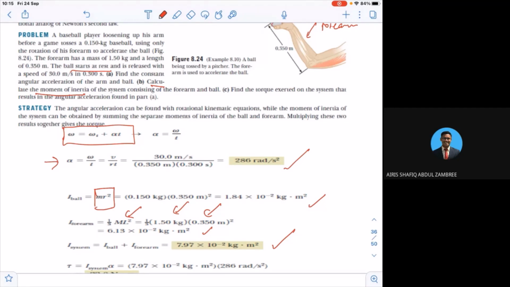And lastly, find the torque exerted on the system that results in the angular acceleration found in part A. So use torque equals I alpha. You get the value of I, and you put that alpha here. We just calculate 7.97 times 10 to the power of -2 kg m squared times 286 radians per second squared. In the end, we will get torque in Newton meters.